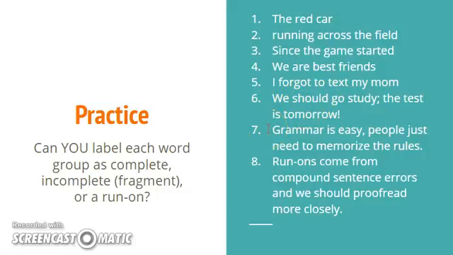Number 7. Grammar is easy, people just need to memorize the rules. This is actually a run-on because I've got a comma, but no fanboys word to go with it. Number 8. Run-ons come from compound sentence errors, and we should proofread more closely. Which is kind of ironic because number 8 is a run-on. It's a compound sentence that went badly. We should have a comma right here to go with the fanboys word and then we would be fine.